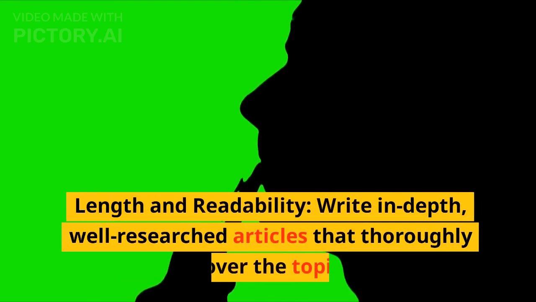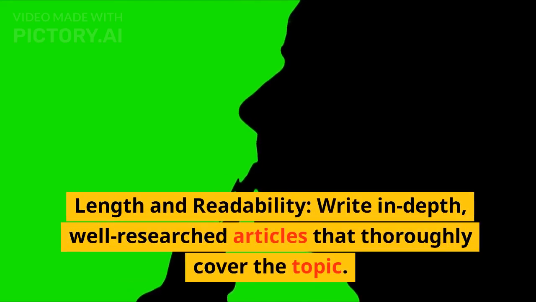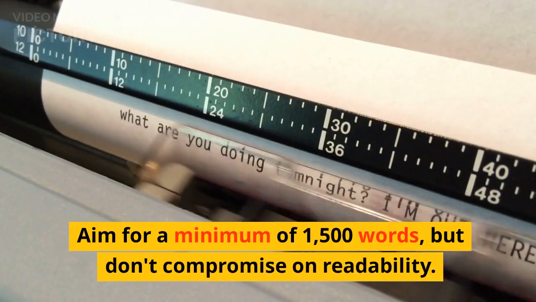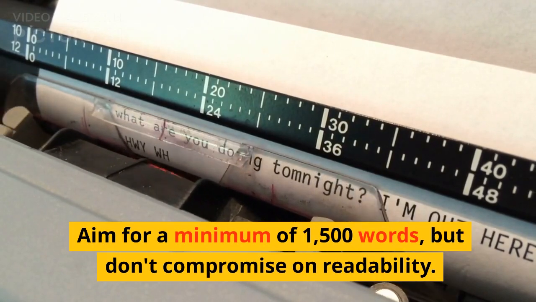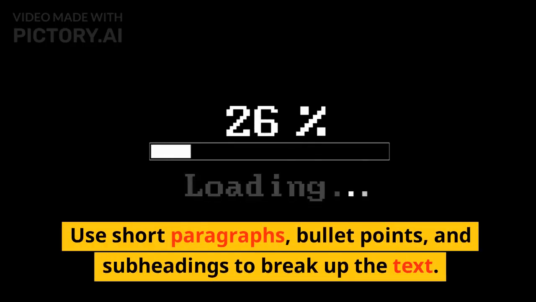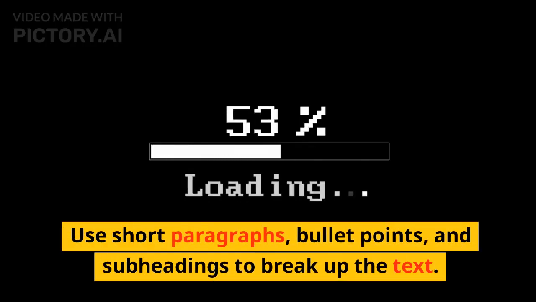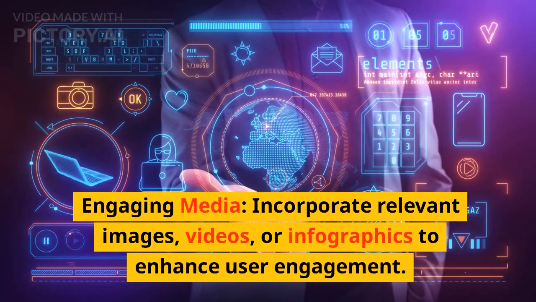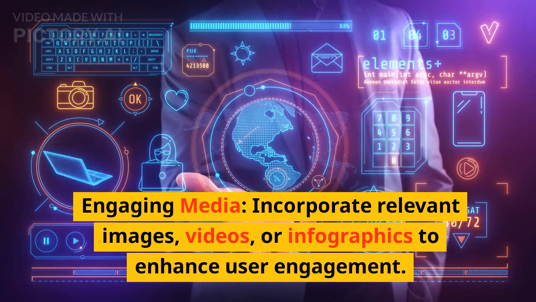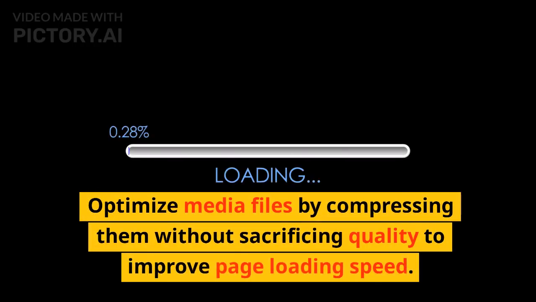Length and readability. Write in-depth, well-researched articles that thoroughly cover the topic. Aim for a minimum of 1,500 words, but don't compromise on readability. Use short paragraphs, bullet points, and subheadings to break up the text. Engaging media. Incorporate relevant images, videos, or infographics to enhance user engagement. Optimize media files by compressing them without sacrificing quality to improve page loading speed.